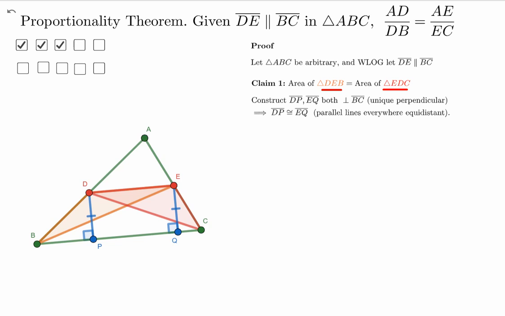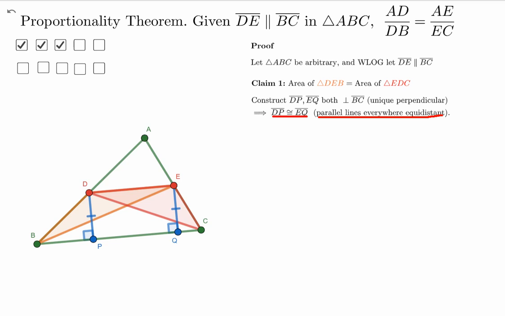Okay. Well, first, we're going to construct the unique perpendicular. So let's look at this, right? We're going to construct the unique perpendicular through E that's perpendicular to BC. And we're going to construct the unique perpendicular through D that's perpendicular to BC. Okay, so the blue lines there are our unique perpendiculars, and we're going to claim that they are congruent, that they have the same length. Why? Well, because again, we just proved in the previous section that parallel lines are everywhere equidistant.